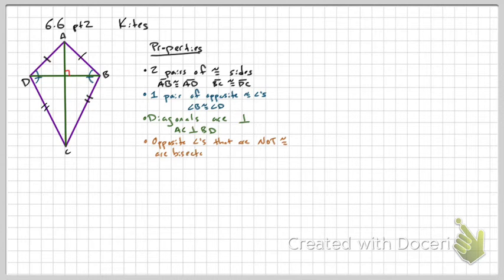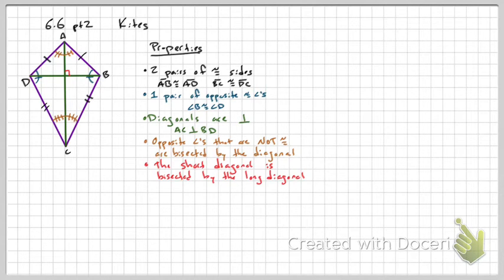The opposite angles that are not congruent are bisected by the diagonal. So angle A and angle C, those are not congruent. However, diagonal AC bisects those two angles. And then the shortest diagonal is bisected by the longest diagonal. So the short diagonal is bisected by the long diagonal, but the short diagonal does not bisect the long diagonal. And so those are the five characteristics.